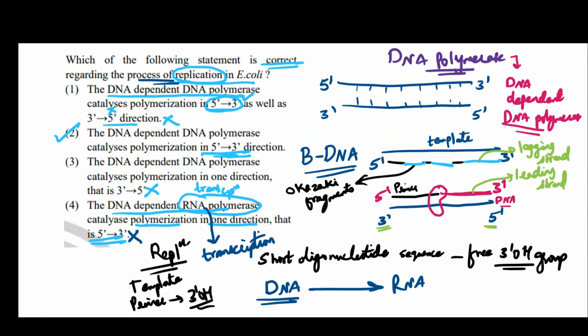So the correct option for this question is statement 2, where DNA dependent DNA polymerase catalyzes polymerization in 5' to 3' direction. I hope you understood the solution for this question.